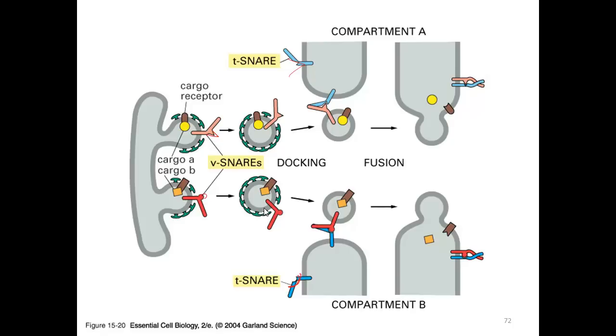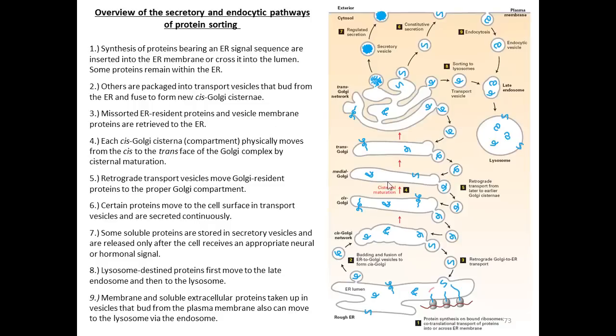But that would prevent, for instance, this vesicle from fusing with compartment A. This slide has a very detailed look of how proteins are sorted for the plasma membrane. I'll go through it very quickly, but you should look at all the detail that's written out here.